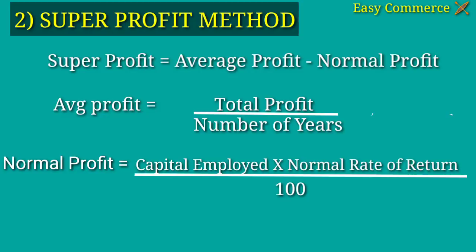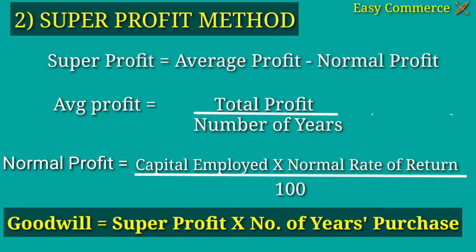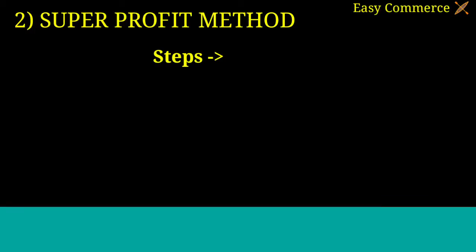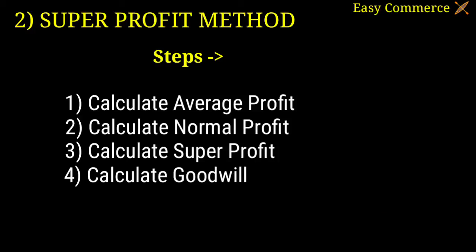After calculating the super profit, then we can calculate the goodwill. Goodwill equal to super profit into number of years purchase. Once more, the steps involved under this method are: first, calculate average profit. Then calculate normal profit. Then calculate the super profit by deducting normal profit from the average profit. Then last, calculate goodwill by multiplying the super profit by the given number of years purchase.